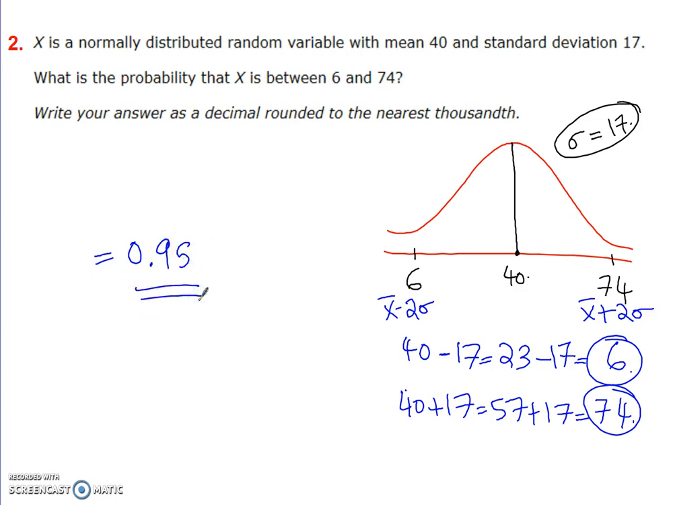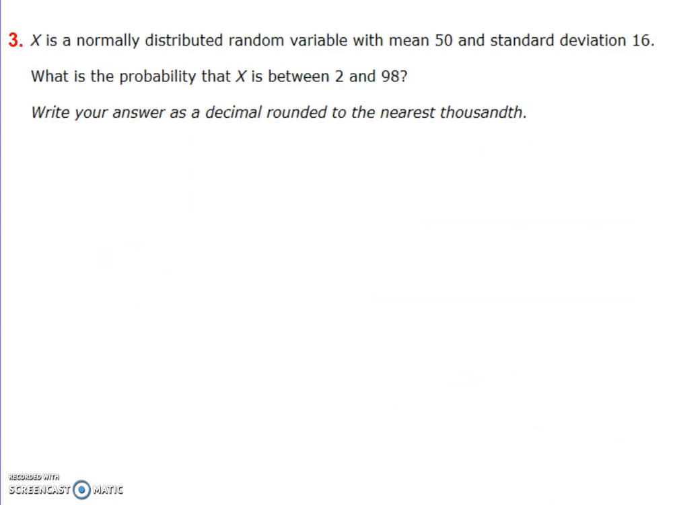So some of these questions are really easy. All you have to do is see how many multiples it is. How many multiples of the standard deviation are the numbers that you have. If it's 1 multiple, it's 0.68. If it's 2 multiples like this one, it's 0.95. And let's see another case here.